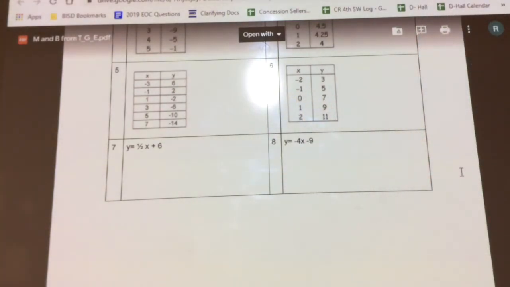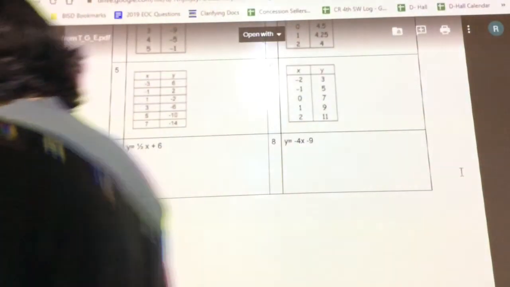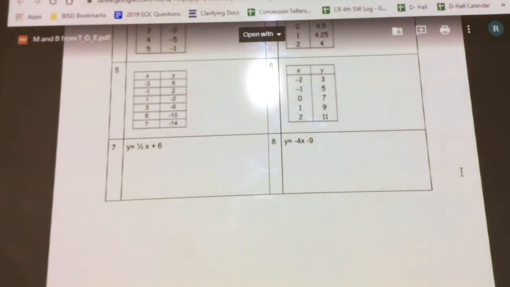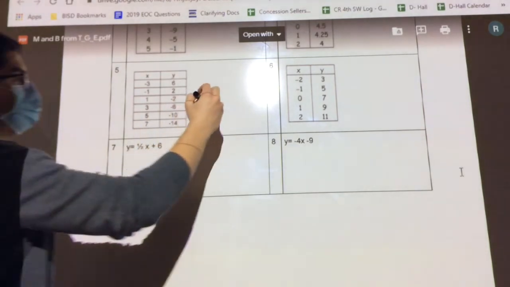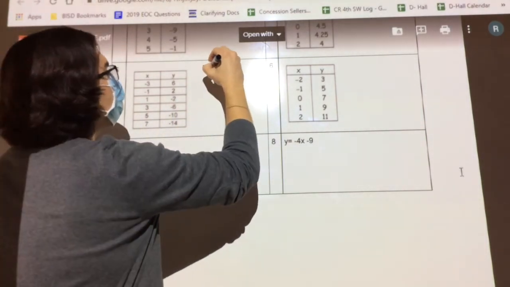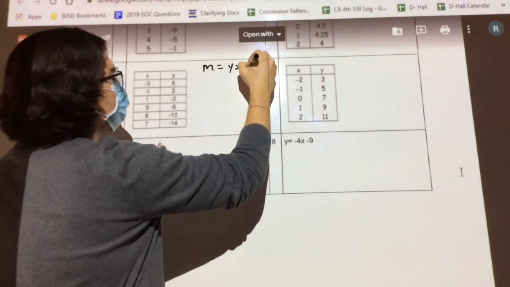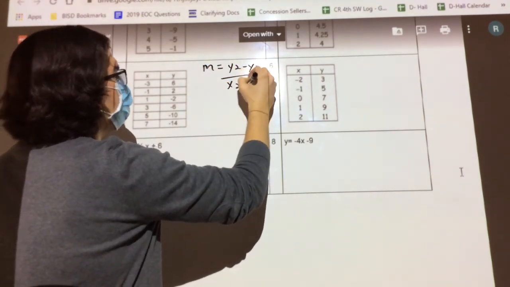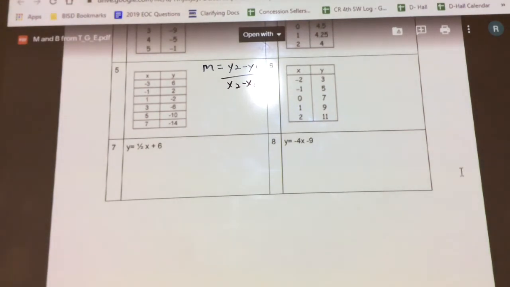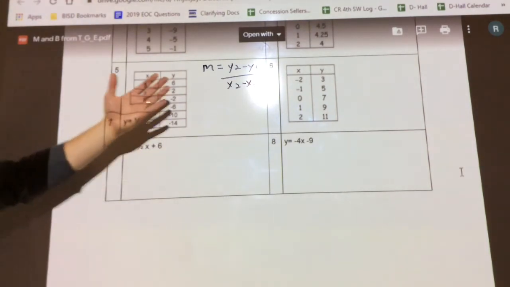All right, so here, this table and this table. Looking for the slope. Can anybody remind the class what is the slope formula that we talked about? It's got the two components, the top line and the bottom line down. What is it? M equals y2 minus y1 over x2 minus x1. Beautiful. Thank you so much.